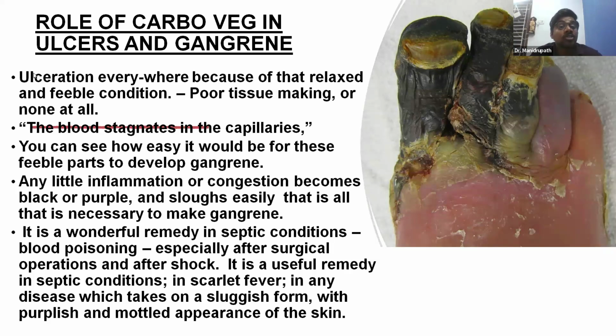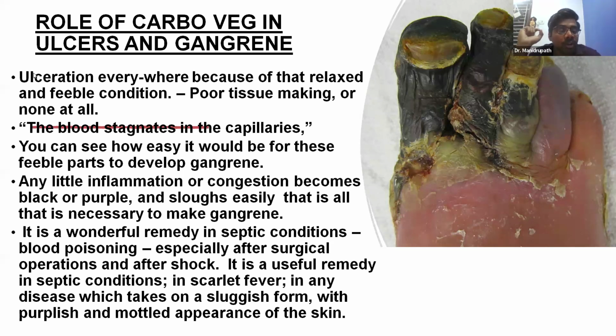Ulcers everywhere because of that relaxed and feeble condition. Understand this, everywhere. Poor tissue making or none at all. The blood stagnates in the capillaries. We can see how easy it could be for these feeble parts to develop gangrene. A little inflammation or congestion becomes black, purple, sluggish easily. That is all that is necessary to make a gangrene.